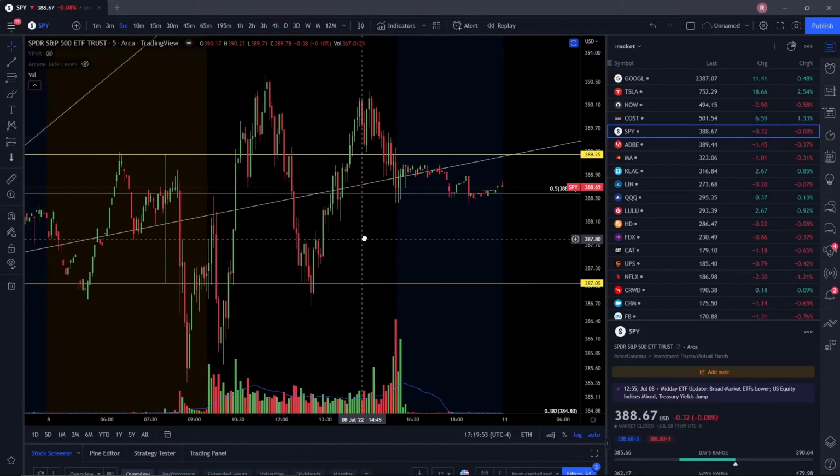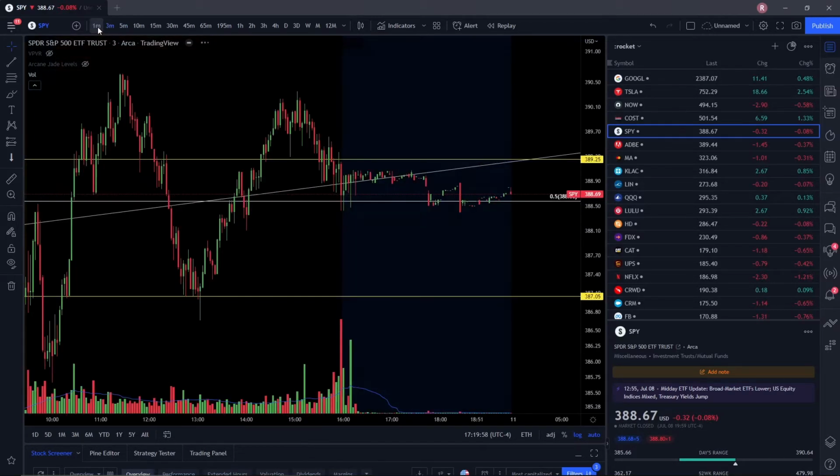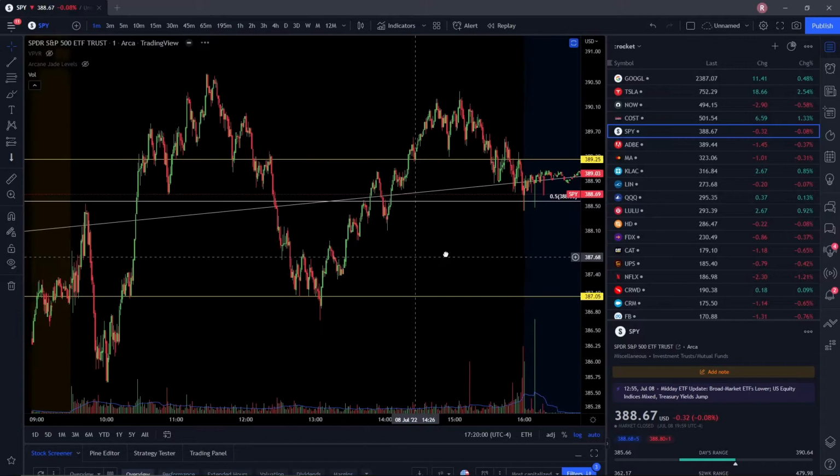So I think you can use it on any major time frame, and I think you can use it on intraday time frames. However, I think 1 minute is the best.